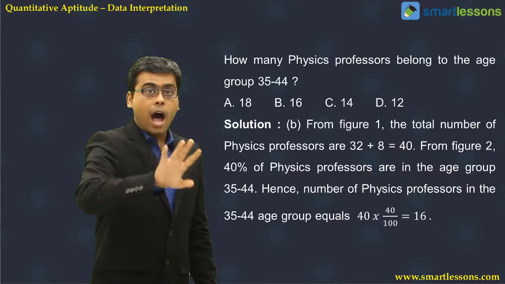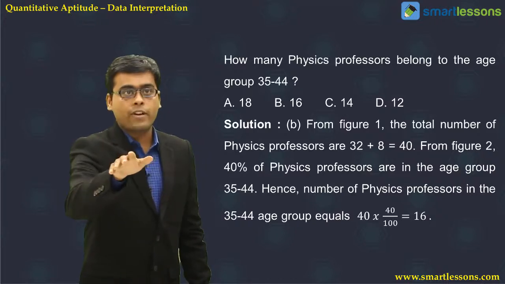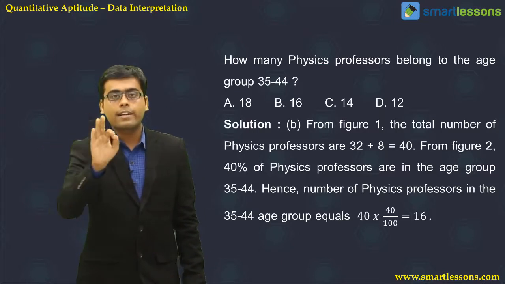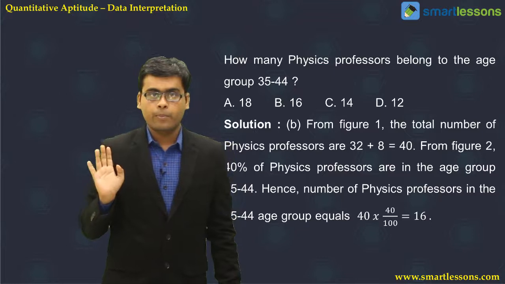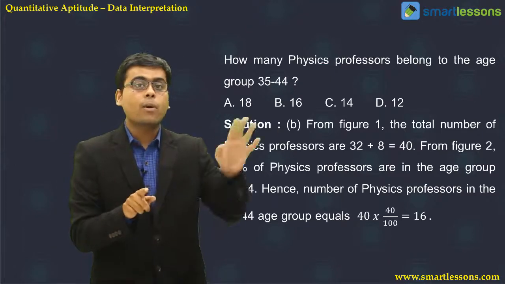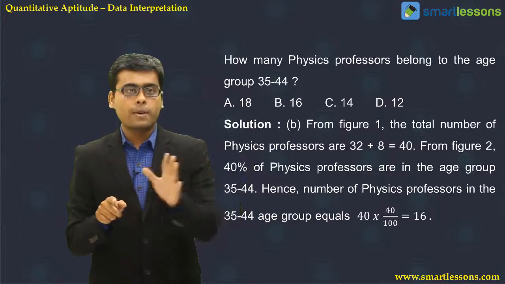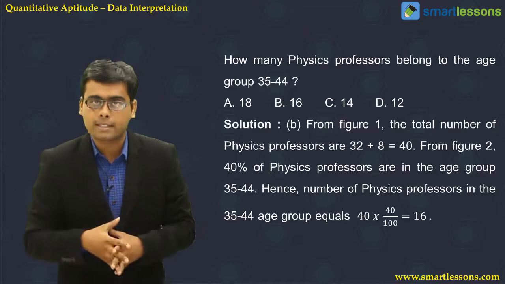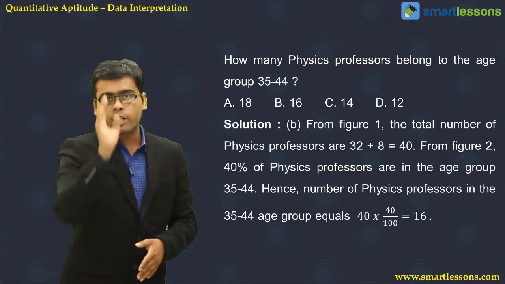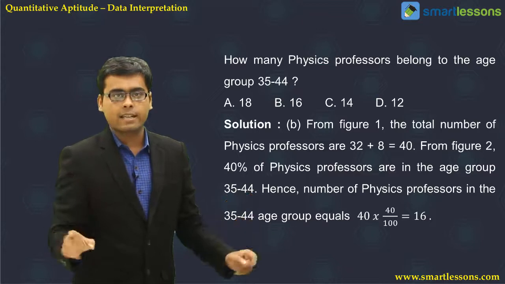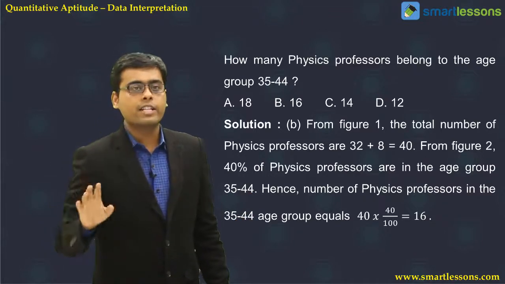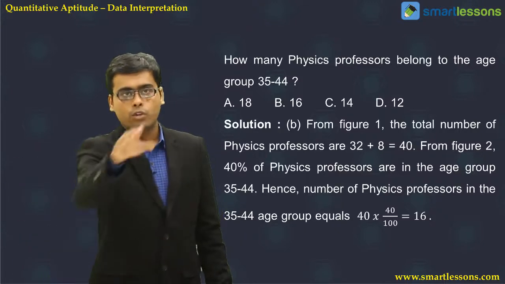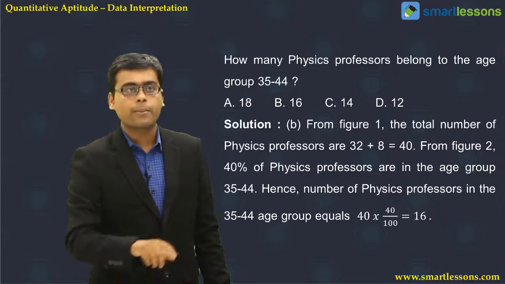Now, out of these 40 professors, 40% of physics professors will be in the age group 35 to 44. That you can infer from the pie chart, that 40% professors are in the age group 35 to 44 years. So it means that 40% of 40 is 16. So that means 16 physics professors are in the age group 35 to 44. So that means option B is the right option.